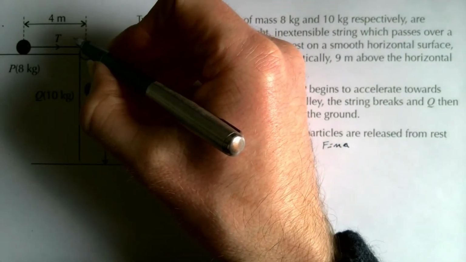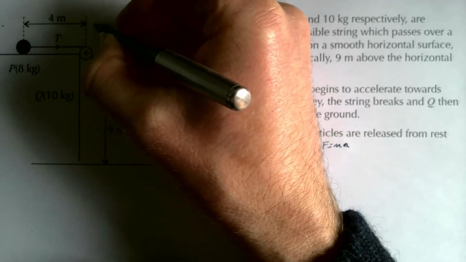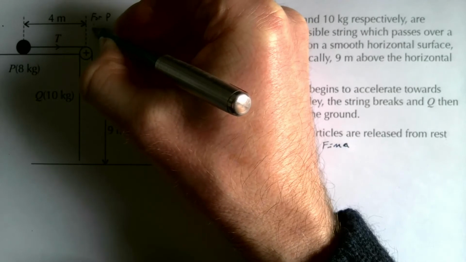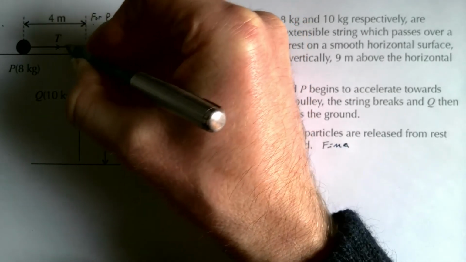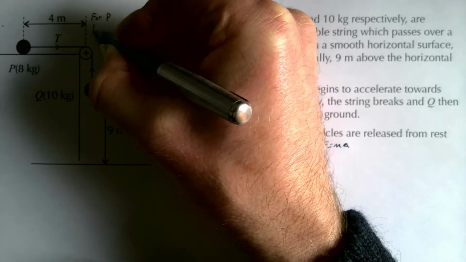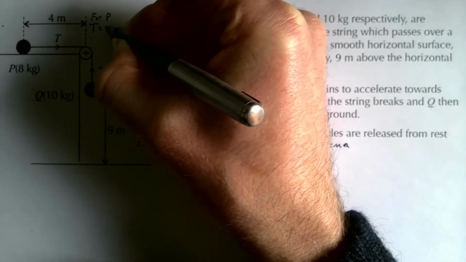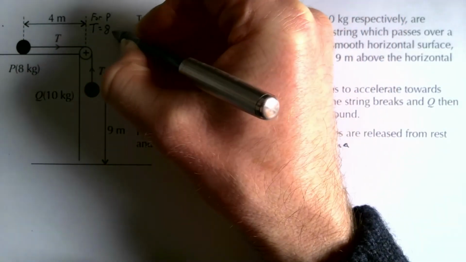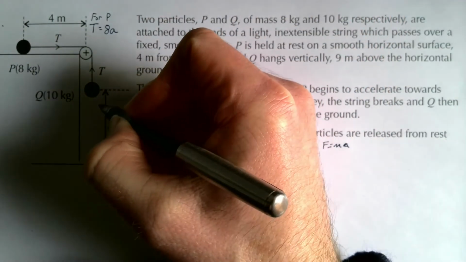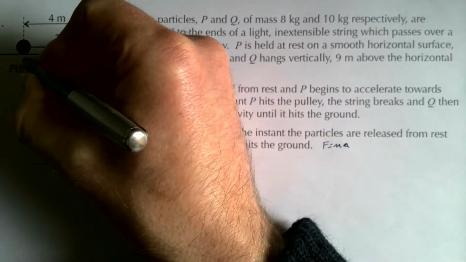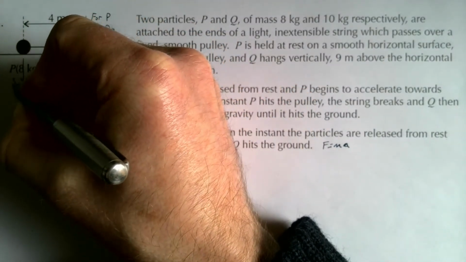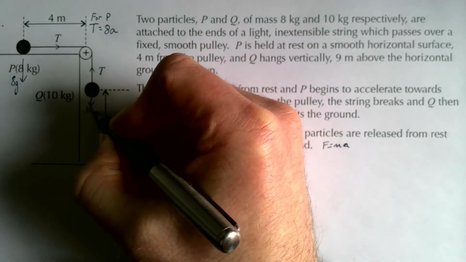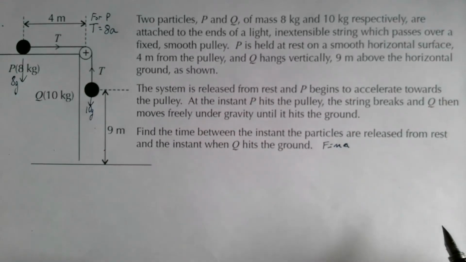So first of all, looking at P, we can say that the force, all the force pulling it, is going to be the tension, isn't it? And that's going to be equal to 8 as the mass times the acceleration. And good idea to put on here that we've got 8g going down there, haven't we? And we've got 10g going down there.